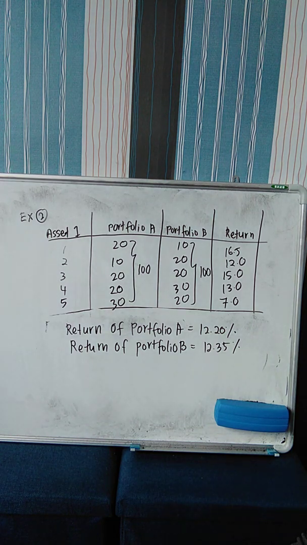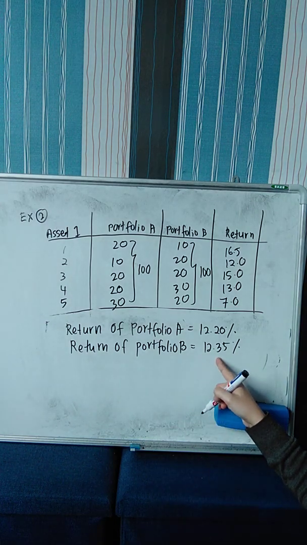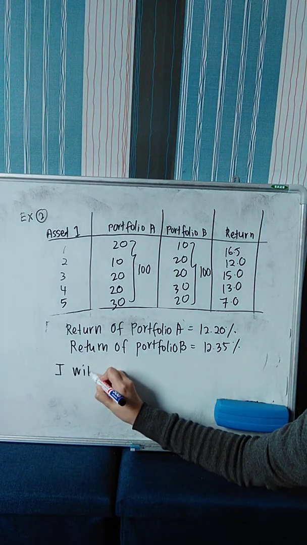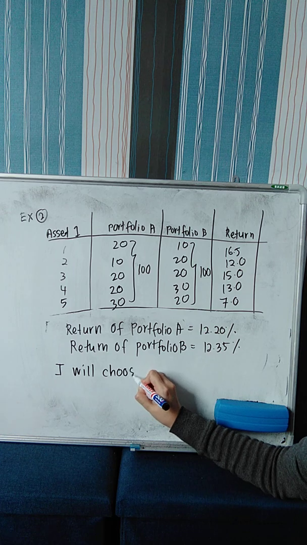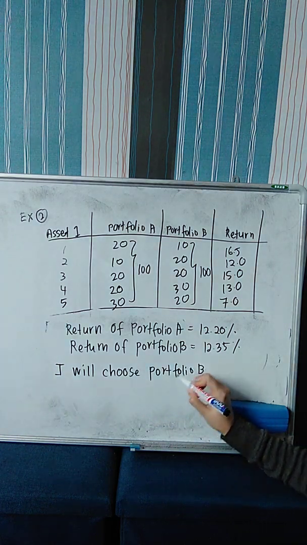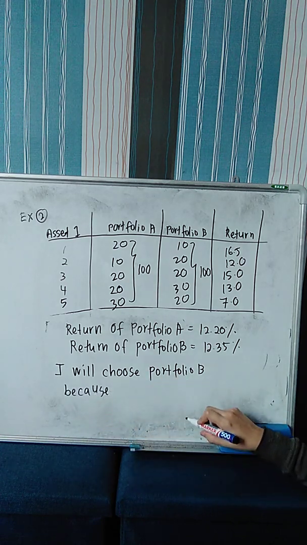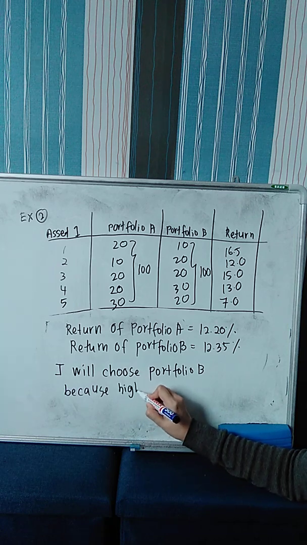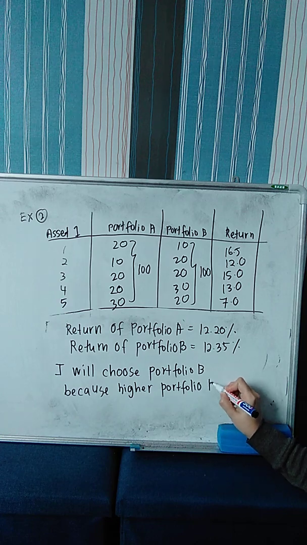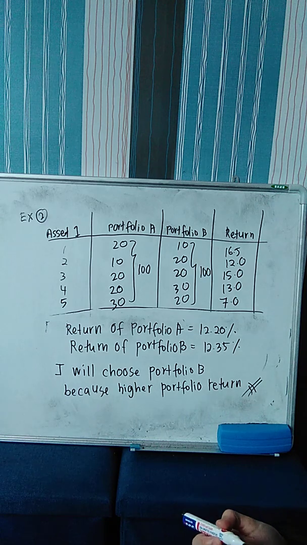Okay, so you must choose the highest return. So the highest return is the portfolio B. So you can write like this. I will choose portfolio B because higher portfolio return. Okay, this is how to answer for example 2.